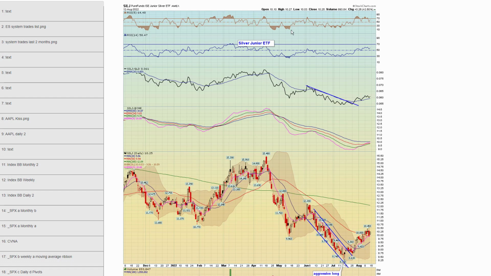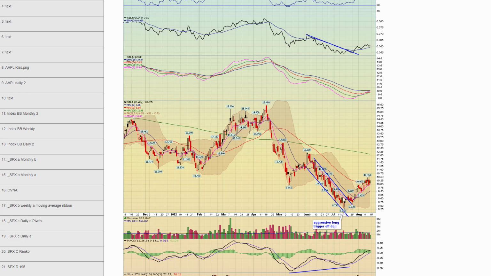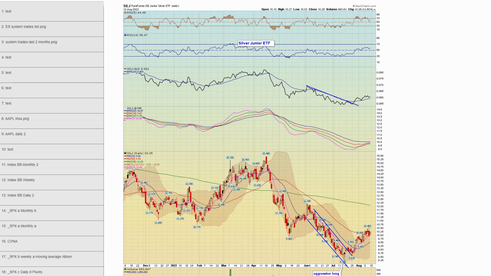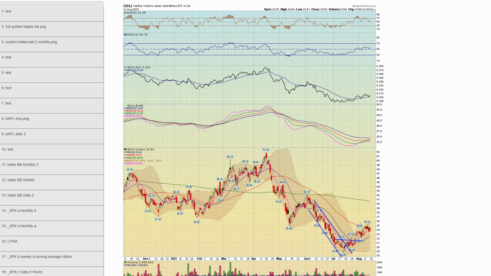Next, chart 86, SILJ. This was the Silver Stock Junior ETF. That was another one we liked. Really been a nice percentage move as well. Next, chart 87, duplicated GDXJ. Let's move on.